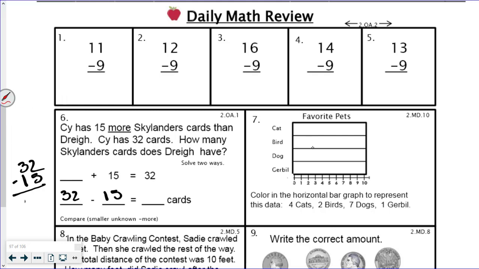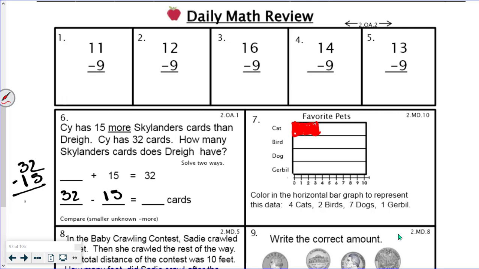And we're going to color in to show 4 cats. So we got to find 4. We're going to make an imaginary line up to cats. And we're going to draw our line here for 4. So that lines up about with that 4. And then what we could do is, yours is going to look a lot neater than mine. But we're going to color in the bar only for cats to show that cats equals 4 pets. Okay, so you're going to do that for birds, dogs, and gerbils. So go ahead and pause your video and complete number 7.